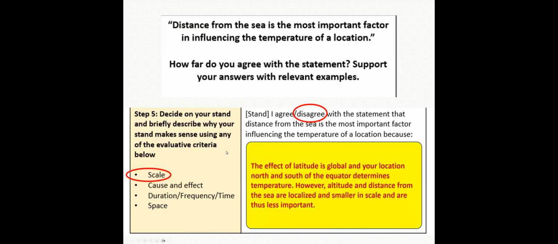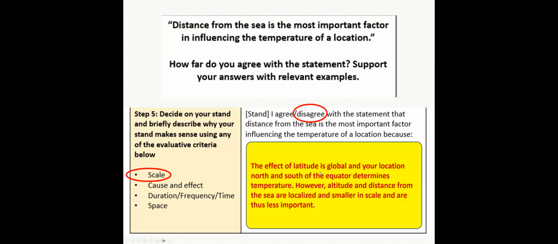All right, so just now I used cause and effect. What if I change my mind and then I want to argue in terms of scale instead? I would disagree and say that the effect of latitude is global and your location north and south of the equator determines your temperature. However, altitude and distance from the sea are localized. So meaning that you have to be places near the sea, or you have to be a place near mountain in order for you to see the effects that it has on temperature. So therefore, I argue that if something affects temperature on a global scale, it is much more important than a factor that affects only the local scale. So I would argue for latitude in this case.